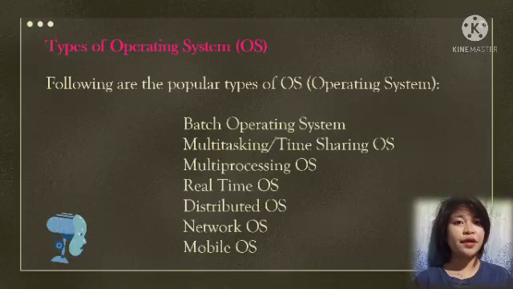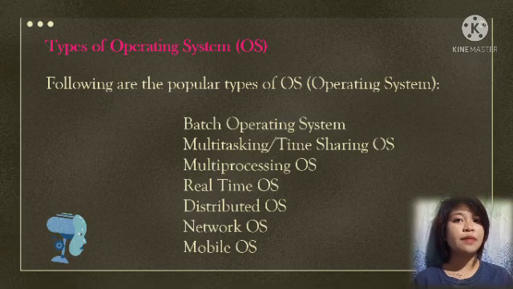Types of operating system or OS. Following are popular types of operating system, such as batch operating system, multitasking time-sharing operating system, multiprocessing operating system, real-time operating system, distributed operating system, network operating system, and mobile operating system.